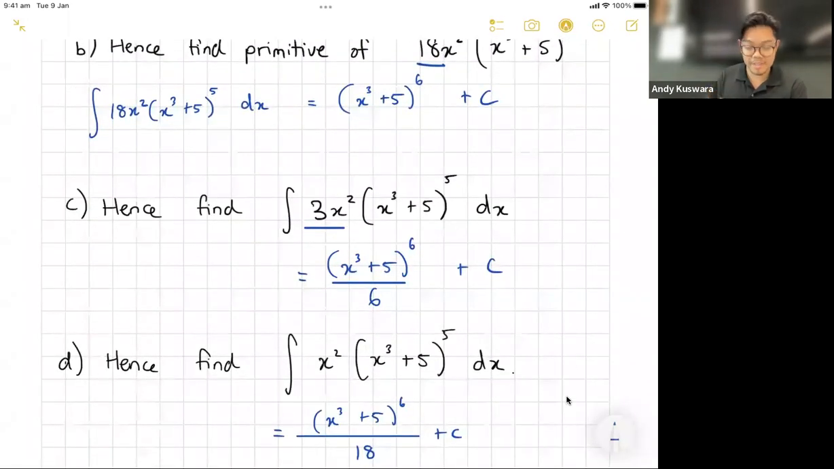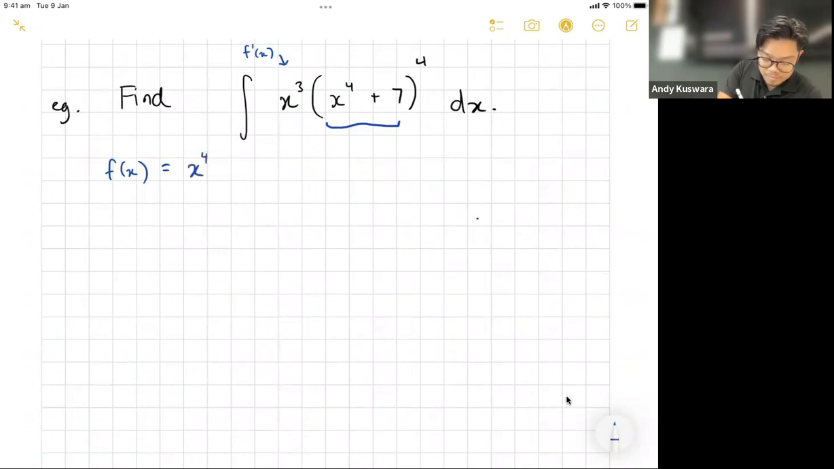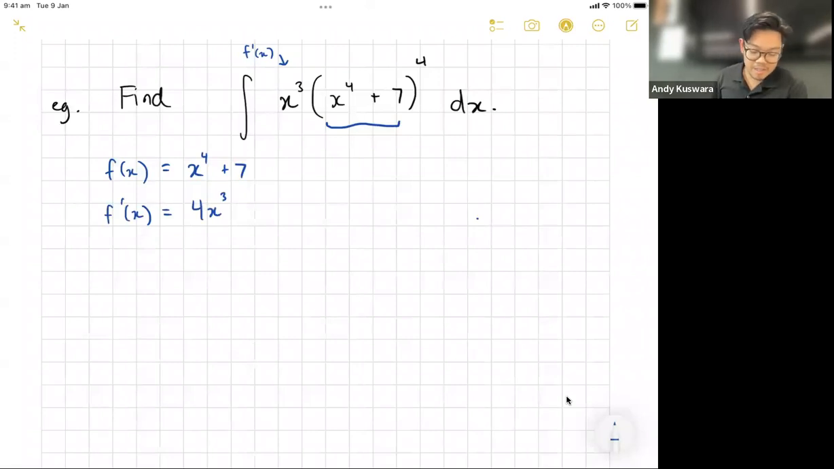But let me show you what a question may look like if they don't tell you. We've got this integration of x cubed, x to the 4 plus 7, all to the power of 4. First things first, we're going to look at this bracket here. That to me is technically going to be our f of x, and we're hoping that the rest ends up looking like our f dash x. So let's look at our function first: x to the 4 plus 7. I'm going to differentiate, which gives me f dash x equals 4x cubed. So I'm going to keep that in mind.